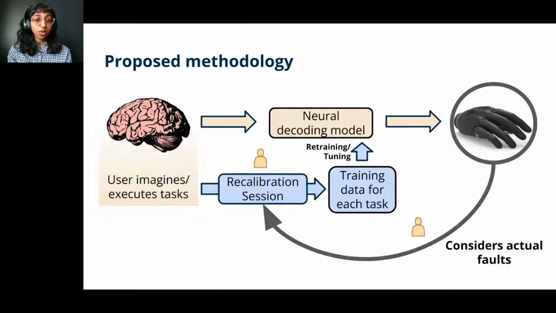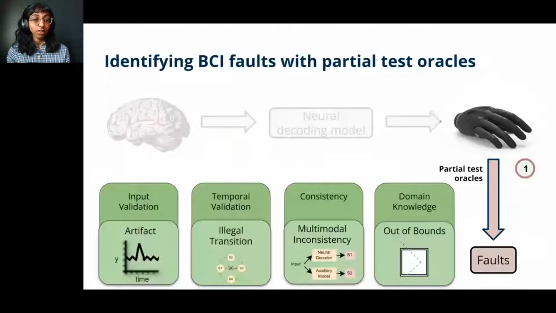First, BCI faults are automatically identified via expert-defined partial test oracles. These oracles can detect faults such as noise artifacts in the recorded brain signals, temporal validation faults such as invalid transitions between different output states, faults in which the output of the neural decoding model is inconsistent with the output of some auxiliary model, and faults based on domain knowledge.